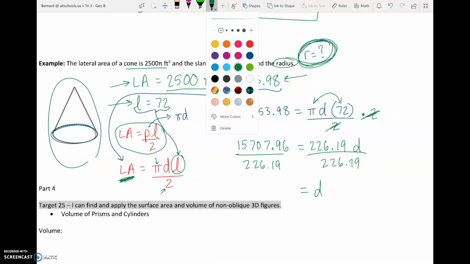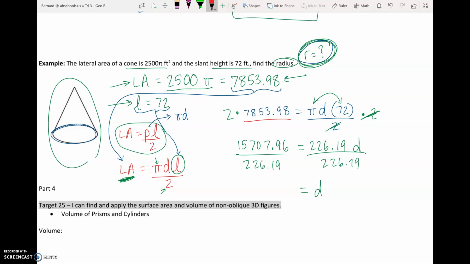And so in these problems, what we did was we plugged this 7,800, which was our lateral area, into LA. We plugged 72, which was our slant height, into the cursive L, right? And then we just had it in the form of this equation. Then we multiplied both sides by 2 to cancel out the fraction. And then we also did 72 times pi to turn that into 226.19. And so as we left you, the last step was to divide both sides by 226.19. And so that is currently what we're going to do.